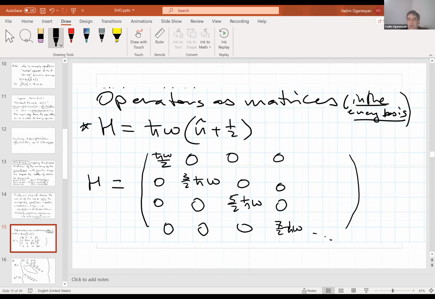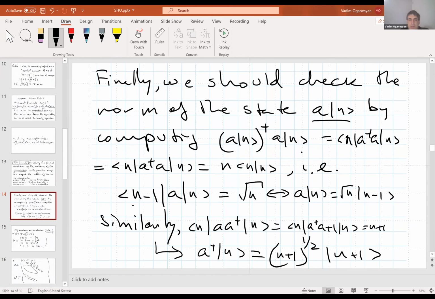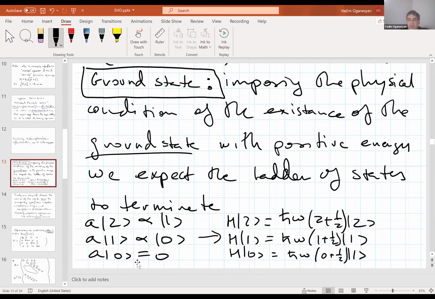Whoops, I overshot the ground state. So here's the ladder. A applying to 2 gives you something along the first excited state. A applying to 1 gives you 0. Great, that's the ground state. And the only way we know how to terminate the ladder is when A applies to the ground state, it annihilates it, kills it completely. You get a 0, because after this, there's nothing left.